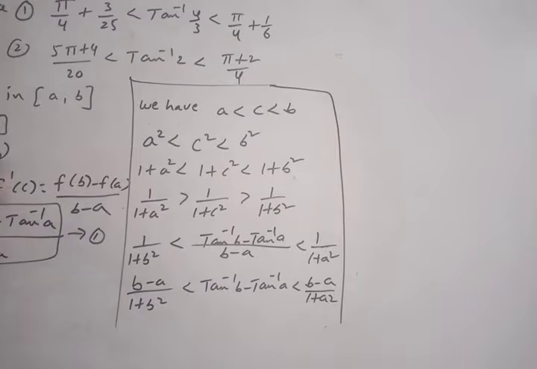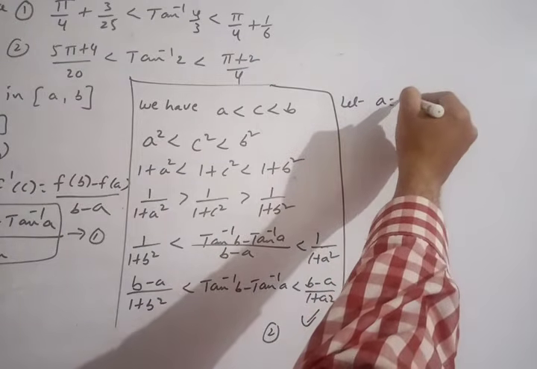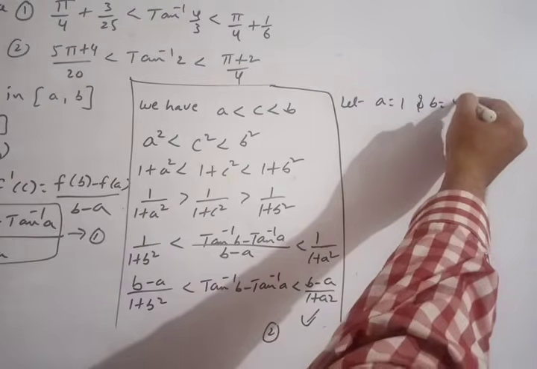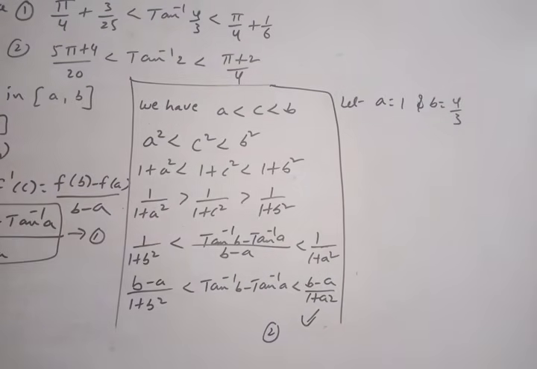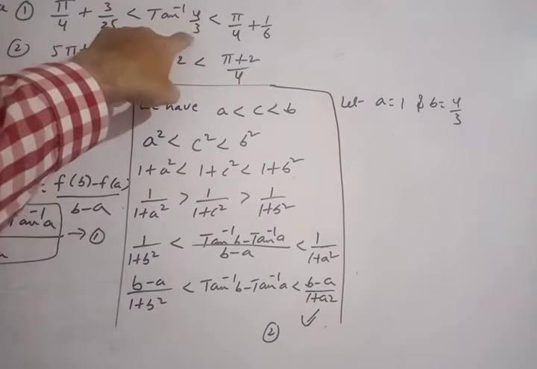So to deduce this first one, for this one marked as equation number 2, let a is equal to 1 and b is equal to 4 by 3. How to remember this? Here, this value is there, no? This is the middle value, 4 by 3.